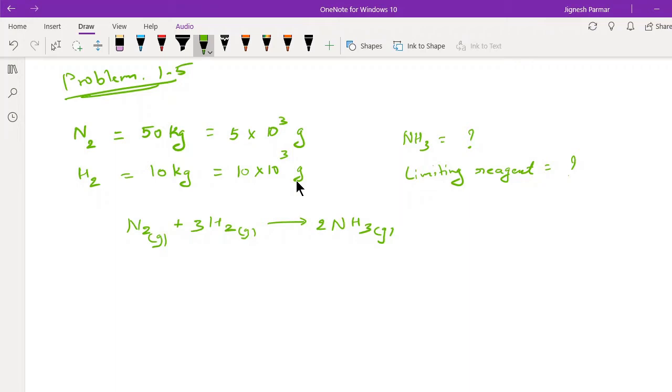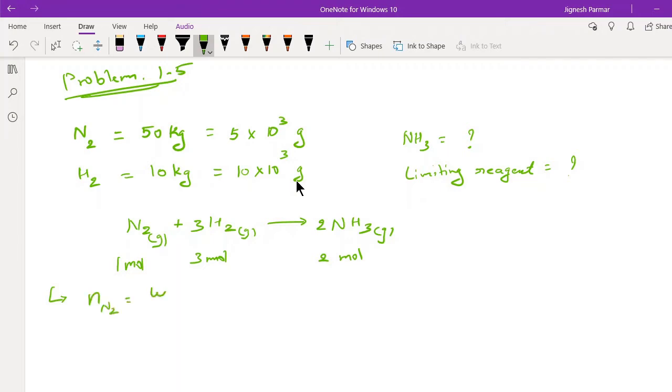Before we start, let's take the stoichiometric ratios. It means that 1 mole of nitrogen reacts with 3 moles of hydrogen to give 2 moles of NH3. This is what we know from the standard. Now you have to find the number of moles given to us, the number of moles of N2.